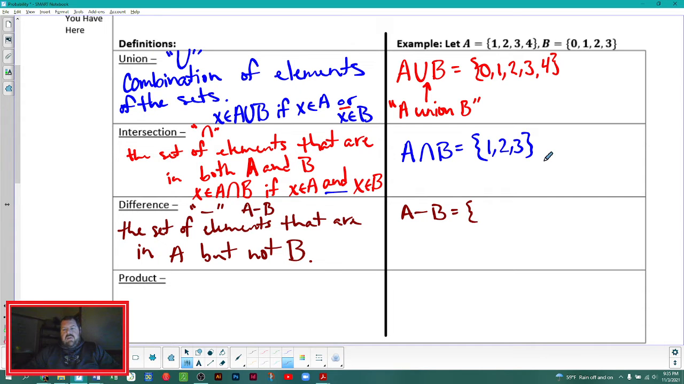A has, and I'll talk about what it is and talk about kind of an easier way to get there. A has 1, 2, 3, and 4. B has 0, 1, 2, 3. They both have 1, 2, 3. And so I want to take those away. Okay. And really all I'm left with, if I take those away, is 4.